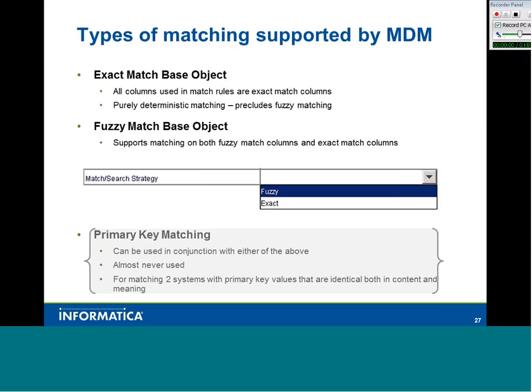So exact match base object. When we set up a base object, you can set it up as an exact or a fuzzy. If you set up as an exact match base object, then all columns used in the match rules are exact match columns. It does not bring in fuzzy matching. It does not consider fuzzy matching. And by fuzzy matching, I mean Bob and Robert matching to each other. And then for fuzzy match support, if your BO is a fuzzy match base object, we'll certainly support exact matching in it.